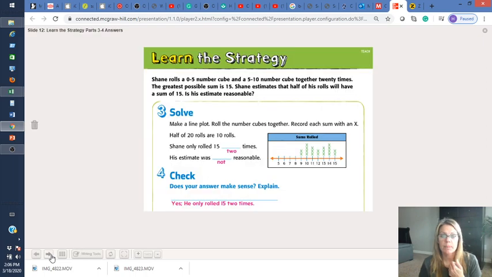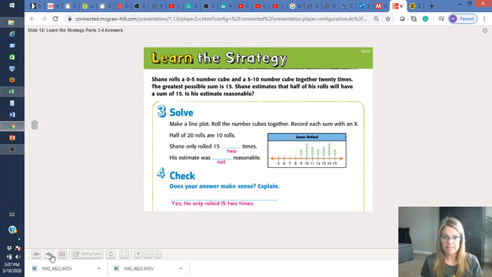It says half of the rolls are 10 rolls. So he would have to roll 15 10 times to make his estimate reasonable. He only rolled 15 2 times. So that's what you're going to fill in there. He only rolled it 2 times. So his estimate wasn't reasonable because 10 and 2 really aren't close, right? Half of the times or just 2 of the times, that's not a very close estimate.